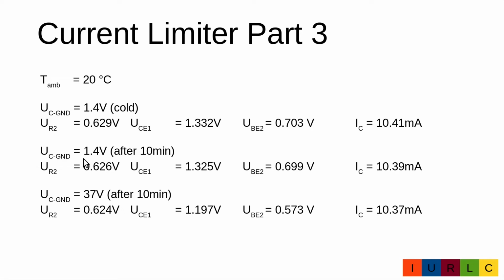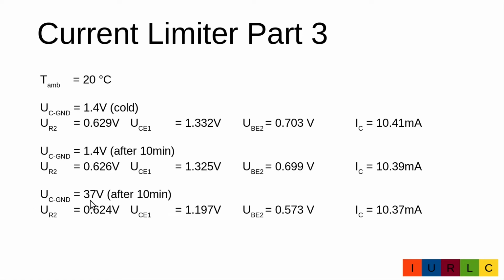After 10 minutes with 1.4 volt collector voltage and all parts thermally stabilized, we measure a current sense resistor voltage of 626 millivolt, a collector emitter voltage from transistor 1 of 1325 millivolt and calculate a base emitter voltage of transistor 2 of 699 millivolt. The collector current is 10.39 milliamp.